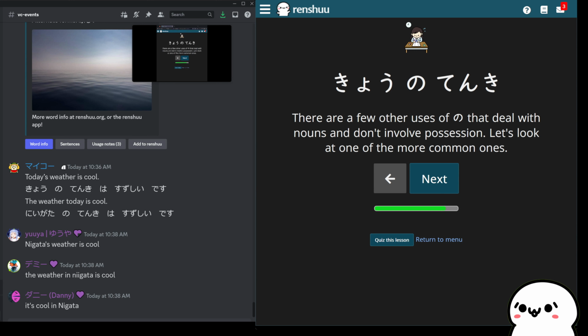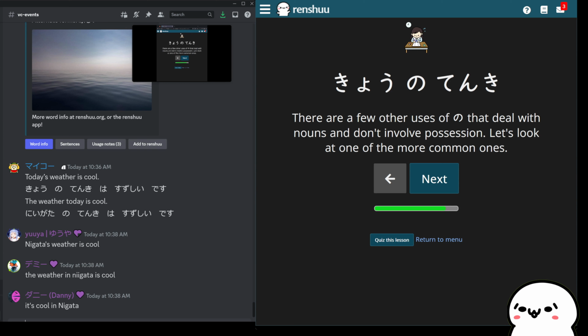It's that we have the weather, tenki, and we're adding information to it. What are we adding to it? We're taking all the tenki in the world, all the tenki in the universe, and we're saying it's the tenki that deals with Niigata. It's Niigata's weather. It's the weather in Niigata.